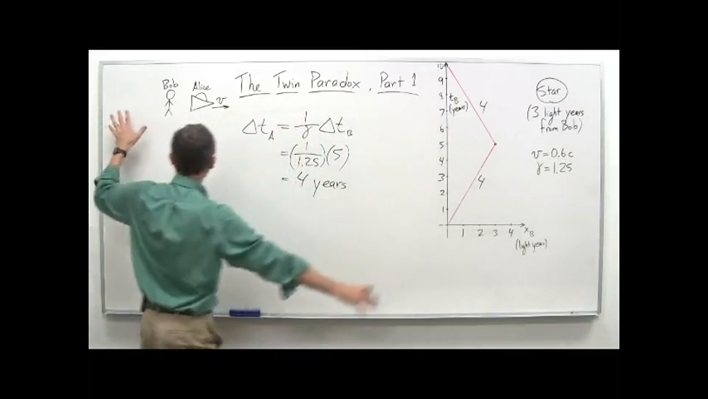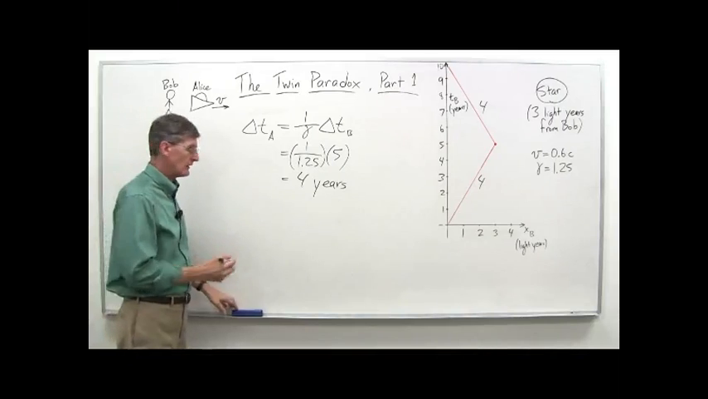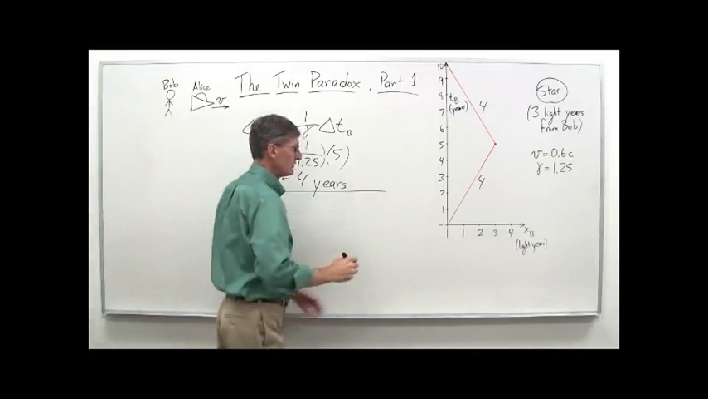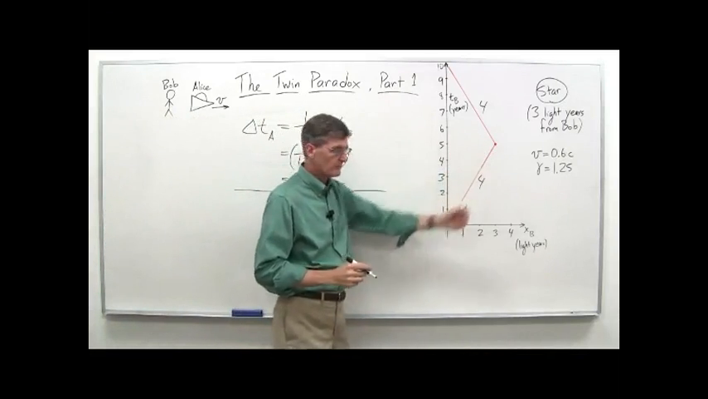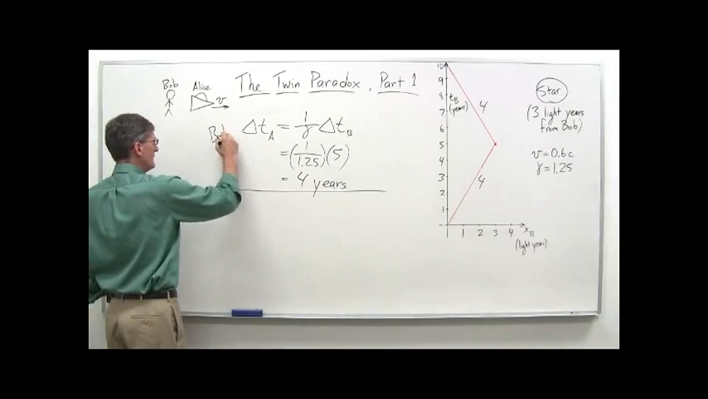The star moves away, and Bob comes this way. And if you do that analysis, from Alice's perspective, she sees her clock ticks off 4 years. And then you could say, okay, so this is Bob's analysis.